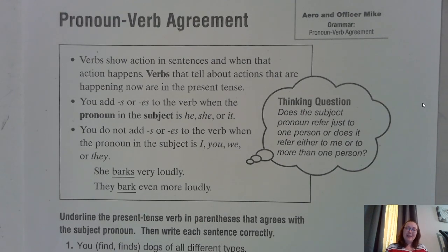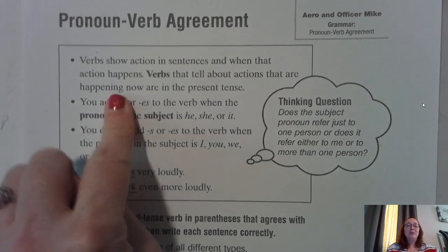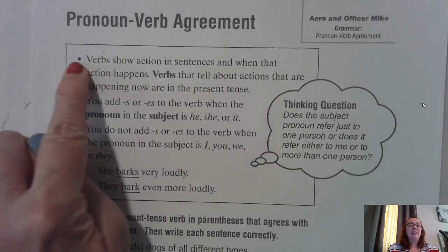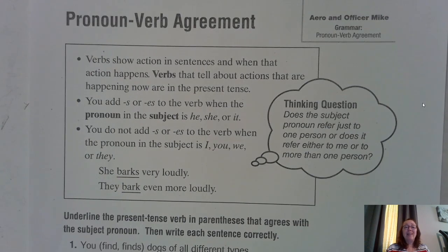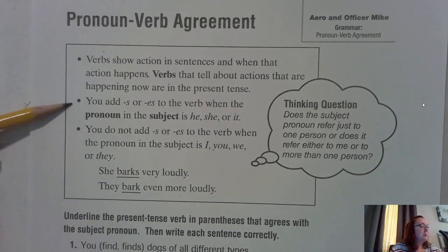So take a look at the text box right in here. Let's look at the first one right here. Verbs show action in sentences and when that action happens. Verbs that tell about actions that are happening now are in the present tense, right now. Do you remember how we did that in class? Right now.